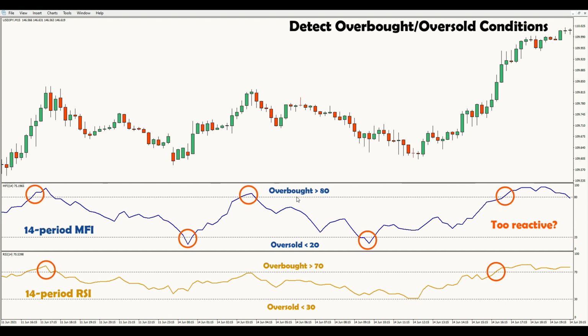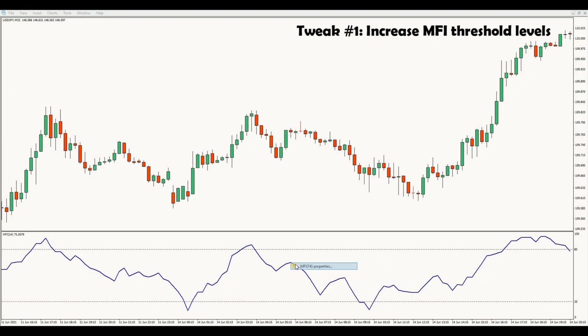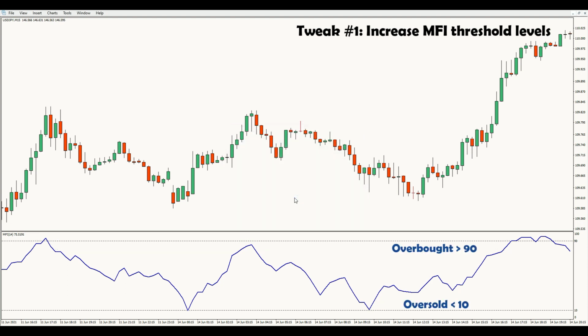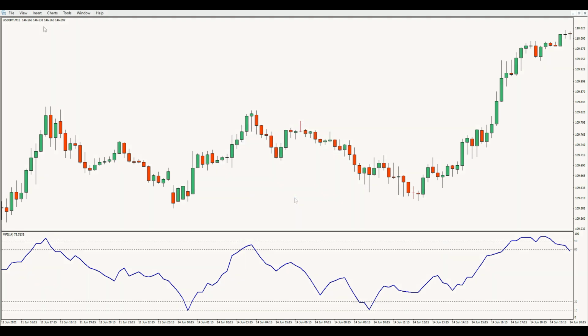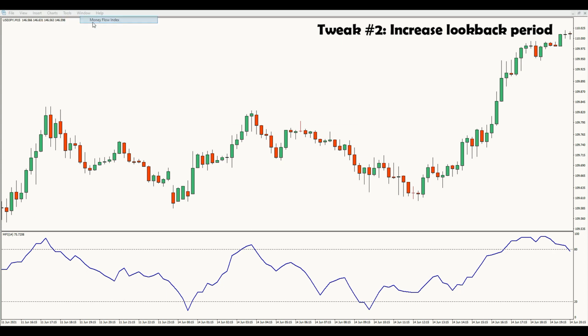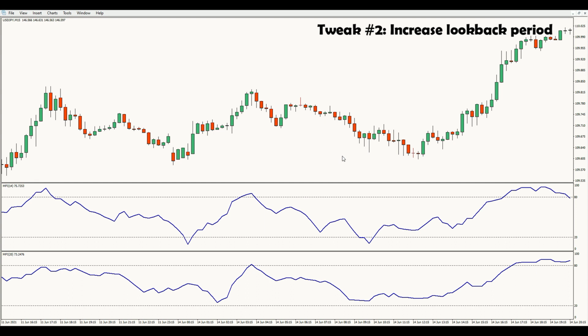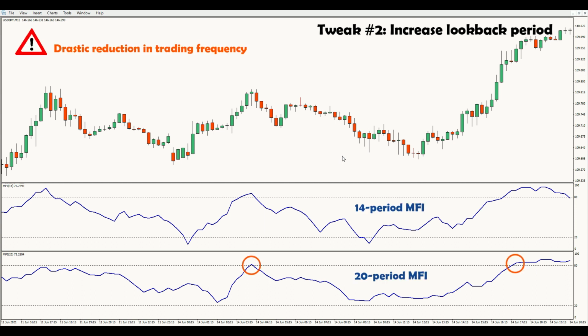There are two simple tweaks you can use to minimize the number of false signals. The obvious one is to increase the threshold levels. Some traders use 90 and 10 levels instead. Another way is to smoothen the MFI by increasing the look-back period, up from the default value of 14. Here's how a 20-period look-back compares. Both these methods will cause a drastic reduction in trading frequency, so do tread lightly.